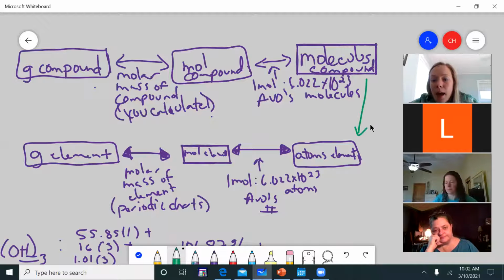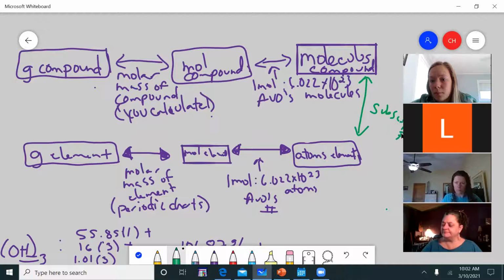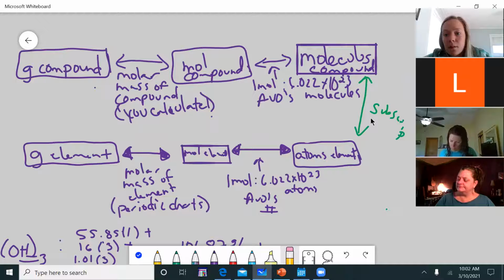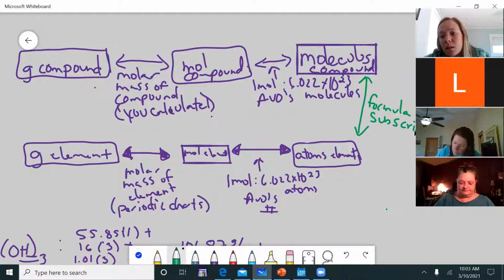This right here, atoms within an element and molecules. These relate to each other by the formula subscript. So if I have a molecule, like let's say I have H2O, how many atoms are in that element? Well, you can look at the formula and you can see, hey, there's 2 hydrogens and there's 1 oxygen. So there's a way to relate to each other.